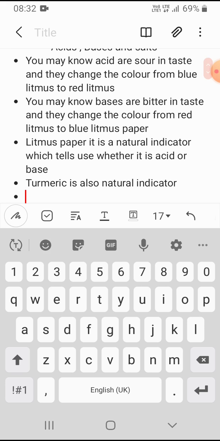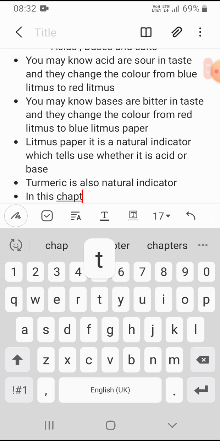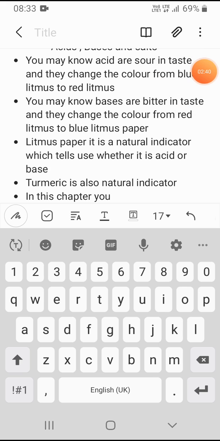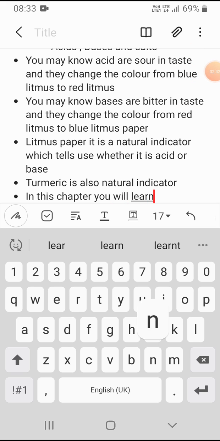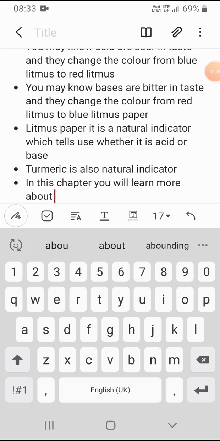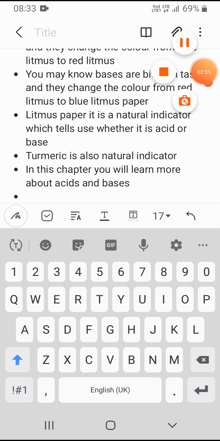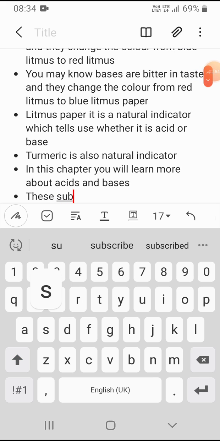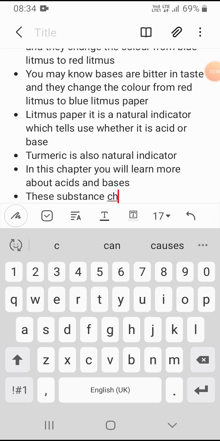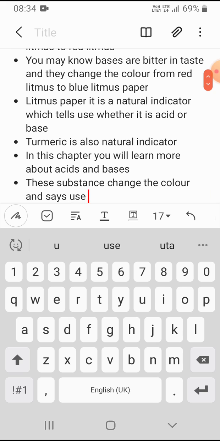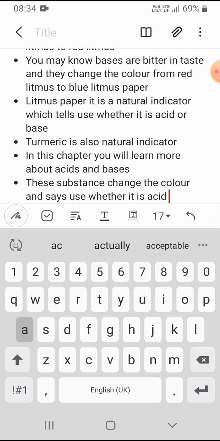In this chapter you will learn more about acids and bases. So let's come to the next topic. Substances like litmus paper change the color and tell us whether it is acid or base.